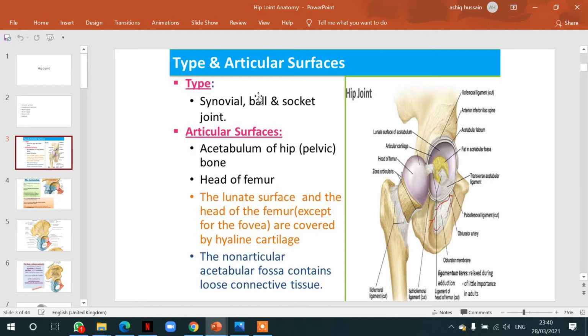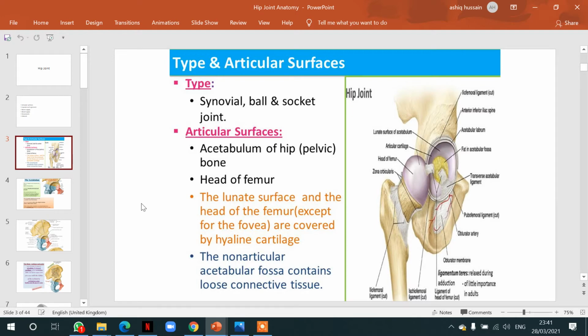The hip joint is a ball and socket type of joint. As we all know, the acetabulum is in the shape of a socket and the spherical head acts as a ball, so it is a ball and socket type of synovial joint. Then articular surfaces in further detail: the acetabulum of the hip bone is one articular surface, and the other articular surface is the head of the femur.